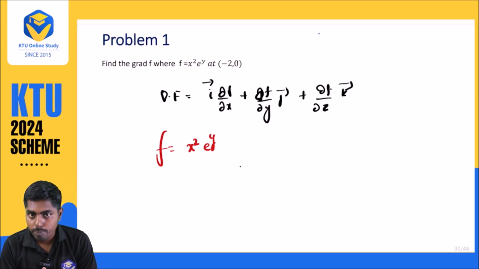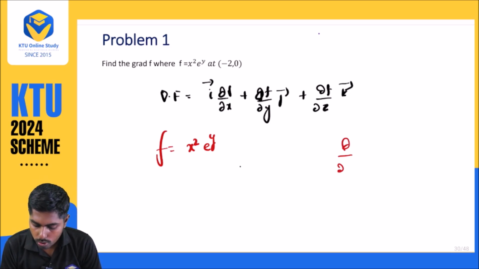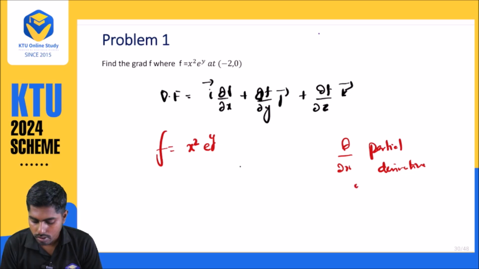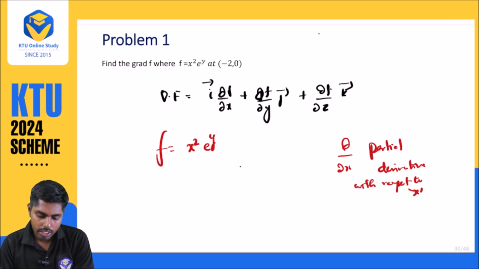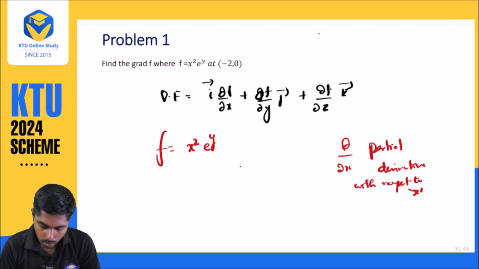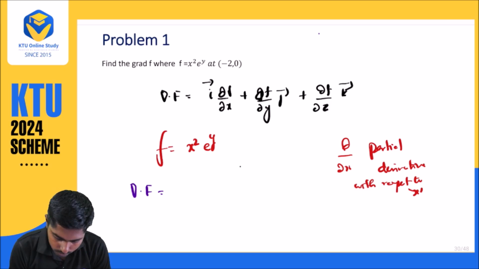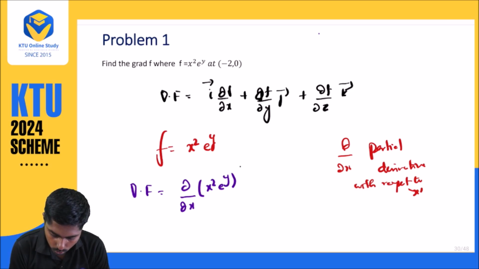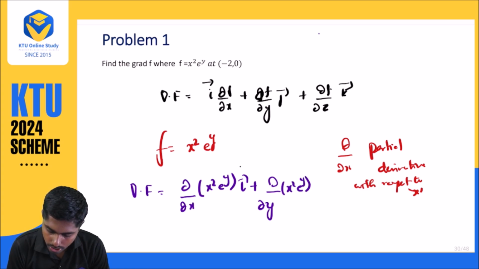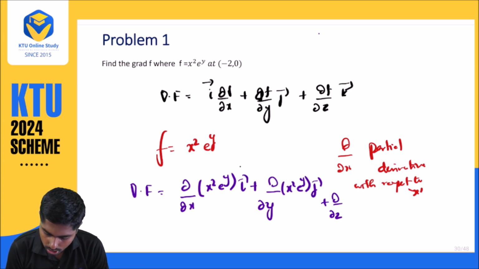So we know how to take the partial derivative. Here dou by dou x is the partial derivative with respect to x. So grad f is equal to dou by dou x of f, that is x square e power of y, i vector, plus dou by dou y of x square e power of y, j vector, plus dou by dou z of x square e power of y, k vector. So this is the thing we have written.